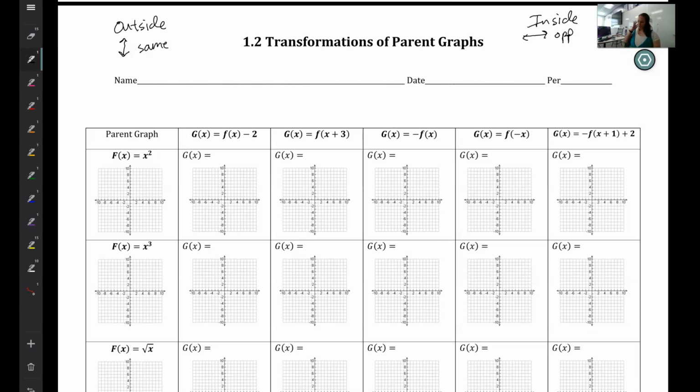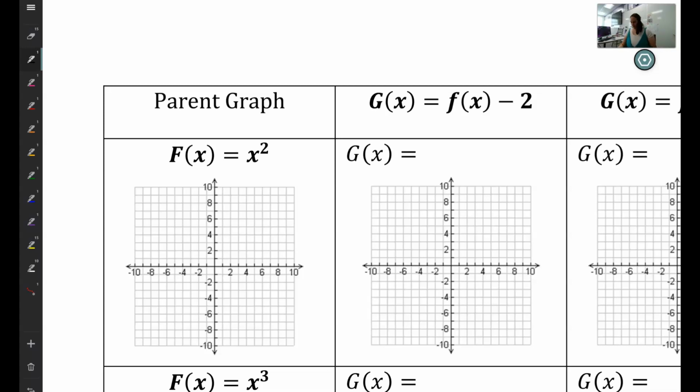Okay, let's apply what we've learned. Here is a review of our two rules. We know that if it's outside, it's going to move up and down and be the same as what we think it should be. If it's inside, it's going to move side to side, left and right, and it's opposite what we think it should be. Let's start by applying this.